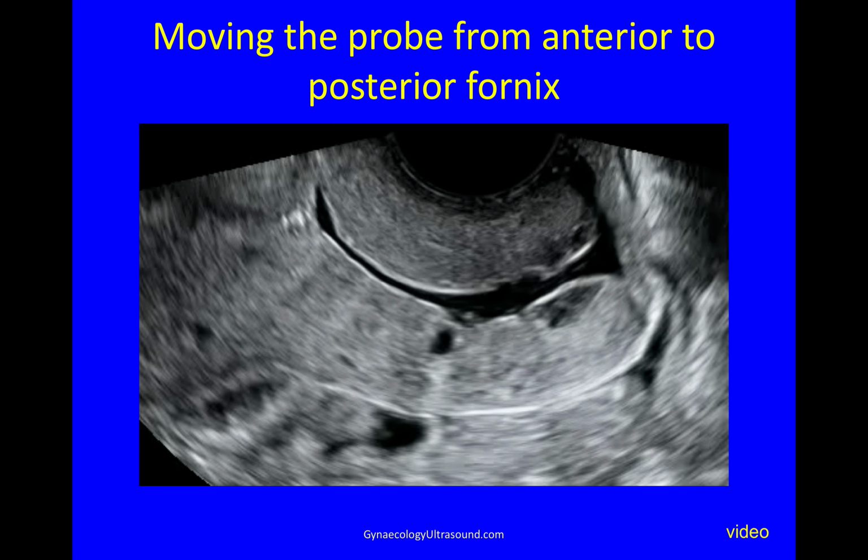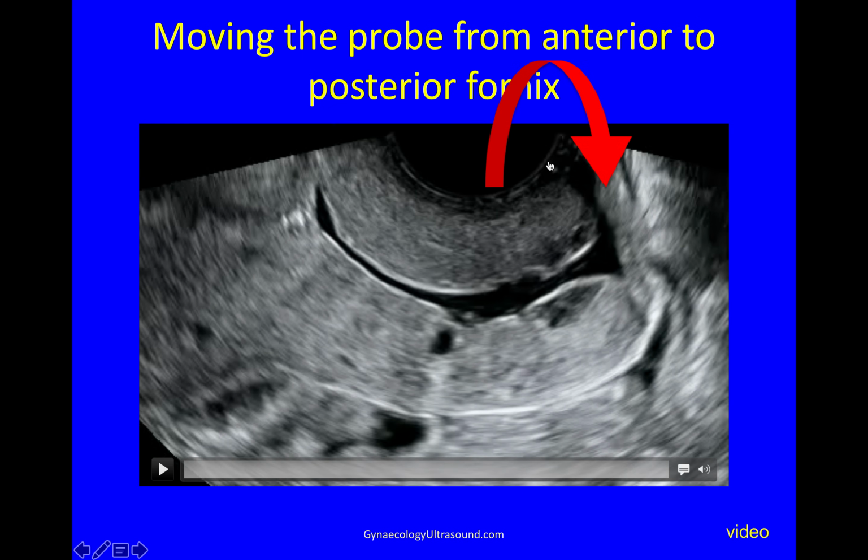So how to do that? Here is my probe in the anterior fornix. This is the anterior bit of cervix, posterior. This is the external os. This is the posterior vaginal fornix here, posterior vaginal wall. And here more or less is the internal os. So this is the cervical canal, and this dark is just a bit of mucus within the cervical canal, making everything so clear.